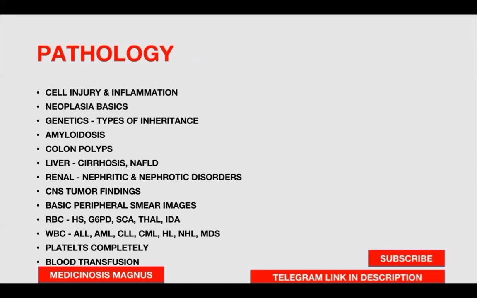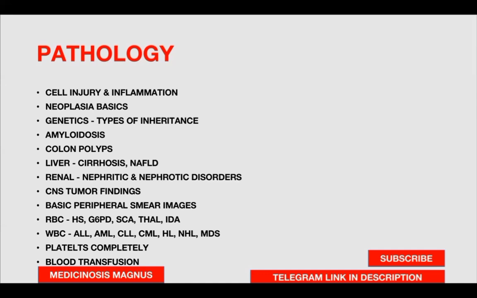Amyloidosis and the type of amyloid seen in each disorder. Colon polyps, it's very, very important. Liver cirrhosis and non-alcoholic fatty liver disease. In renal, nephritic and nephrotic disorders. CNS tumor, mostly they ask about the most common tumor in children and adults and the important findings seen in each types of tumor. So know about the basic peripheral smear images, how to identify lymphocyte, how to identify neutrophil, all those things.